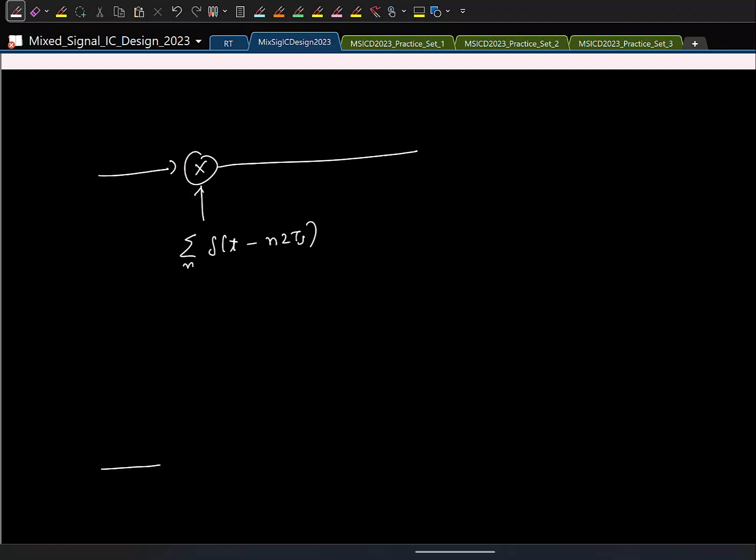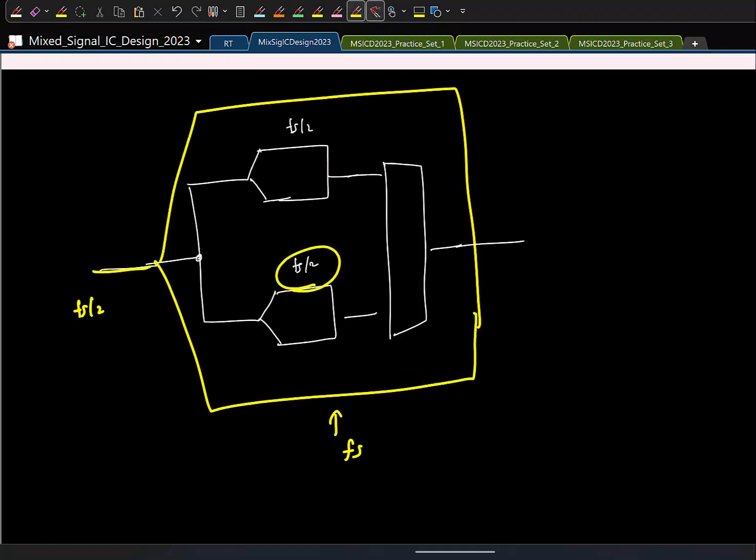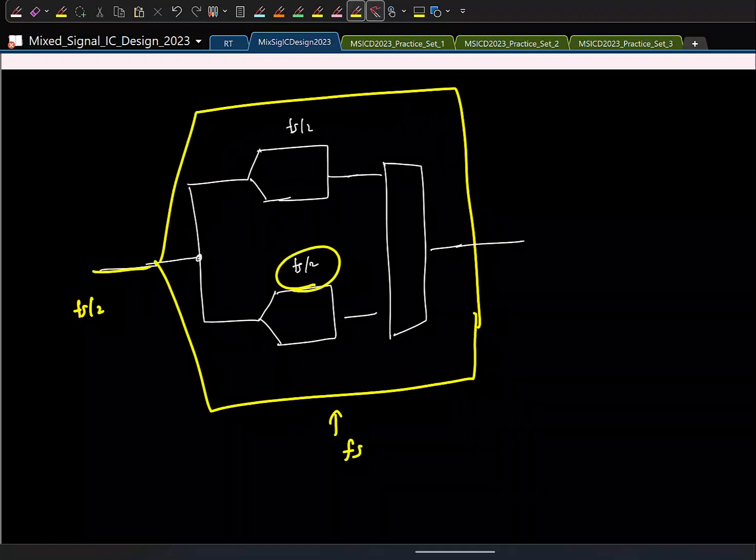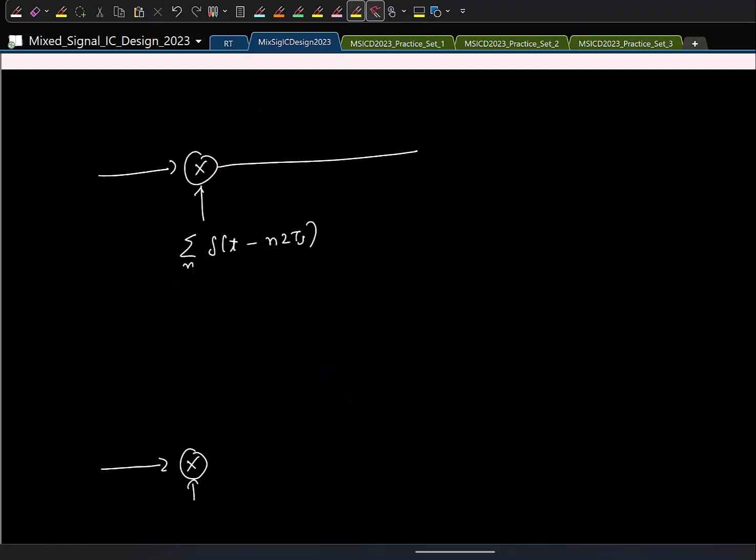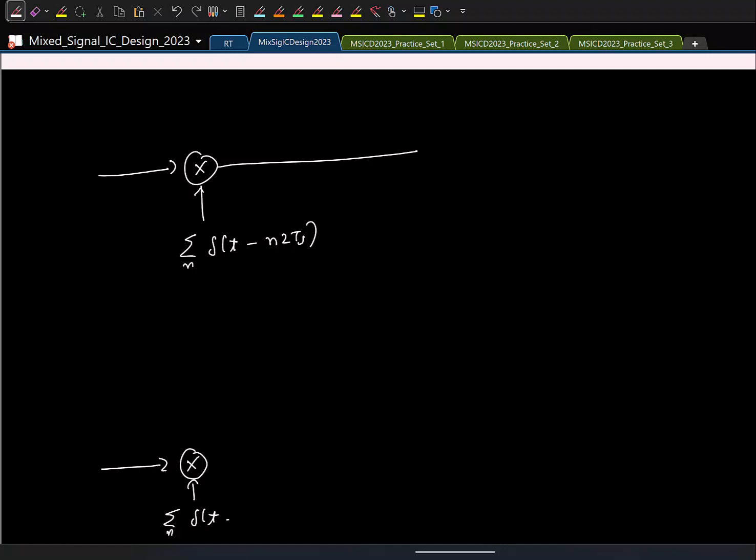In the bottom branch, what's happening? This is also sampling at fs by 2, but what is the difference? Ts. There is a ts delay. So if I had to write this here, what should I write? T minus 2n minus 1 ts. 2n plus 1 ts. Fine. The same signal is being given to both of them, right?